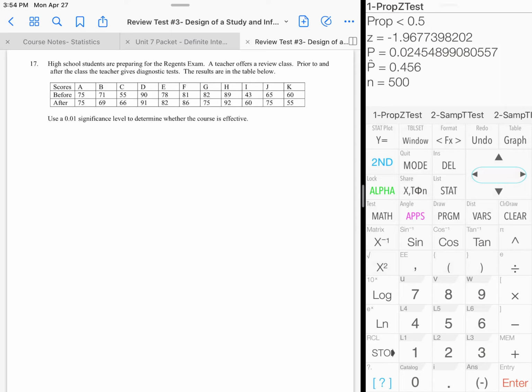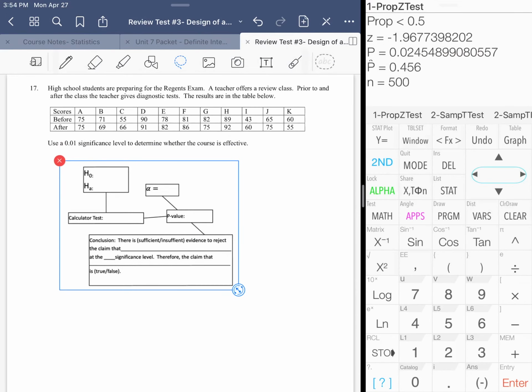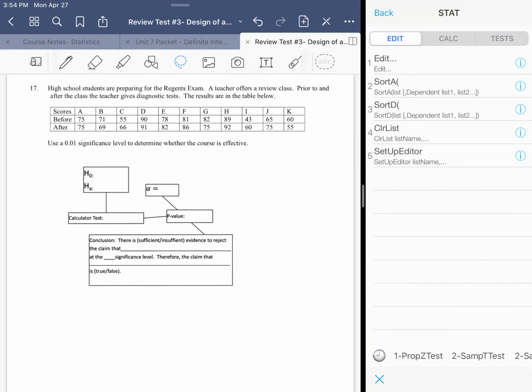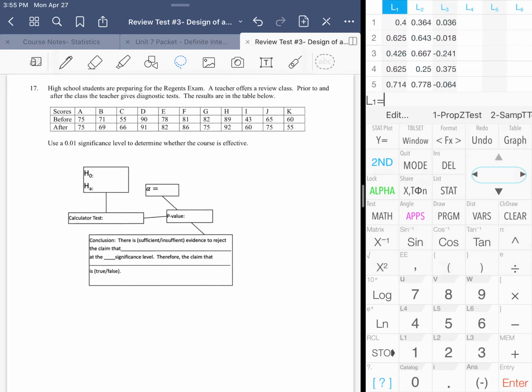So number 17, high school students are preparing for the Regents exam. Well, no, they're not. A teacher offers a review class. Prior to and after the class, the teacher gives a diagnostic test. The results are in the table as follows. All right, so we have some data. Then data has to go into the calculator. So stat edit.